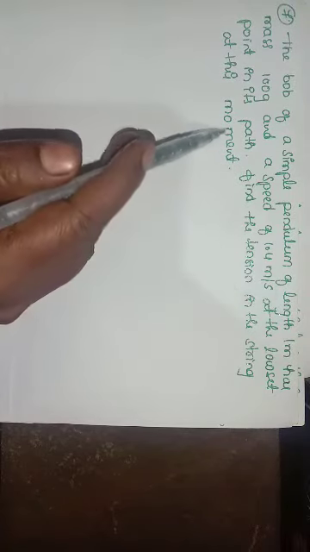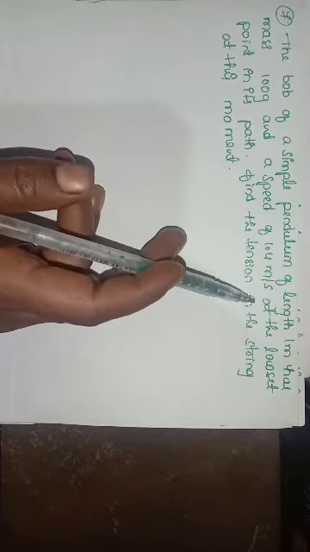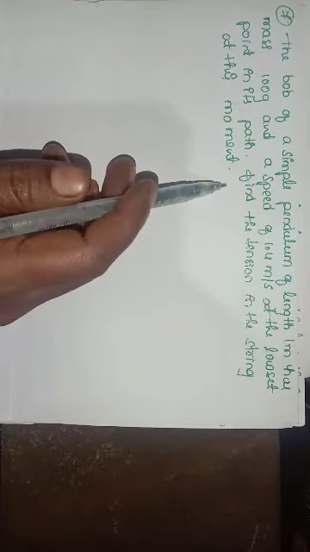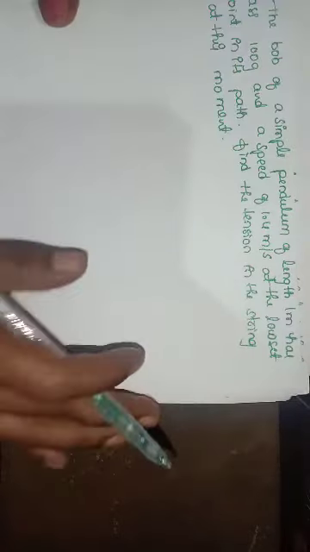The bob of a simple pendulum of length 1 meter has mass 100 grams and speed of 1.4 meters per second at the lowest point in its path. Find the tension in the string at this moment.